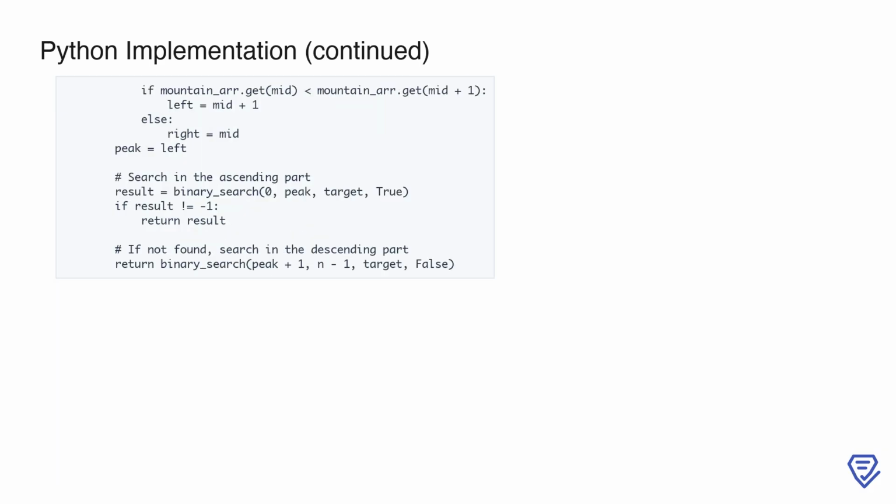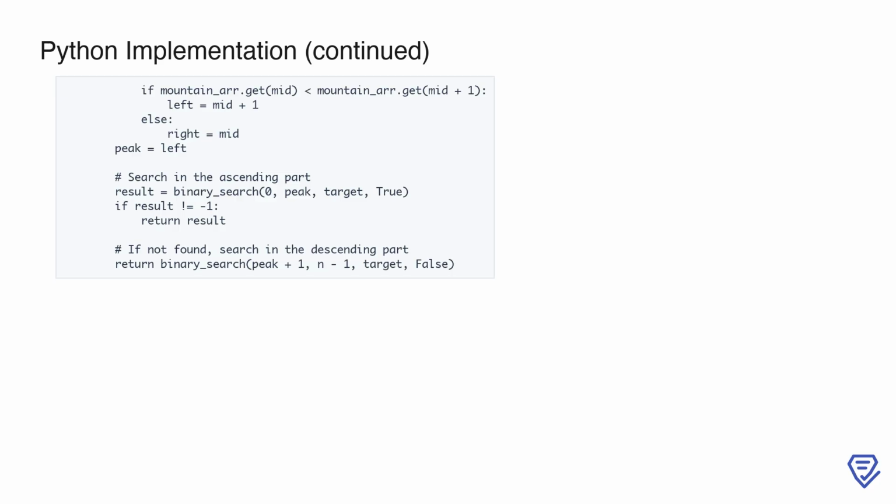If the value at the middle index is less than the value at the next index, it means we are still in the ascending part of the mountain. In this case, we shift the left boundary to mid + 1. Otherwise, if the value at the middle index is greater than or equal to the next value, it indicates that we could be at the peak or in the descending part. Here, we adjust the right boundary to mid.